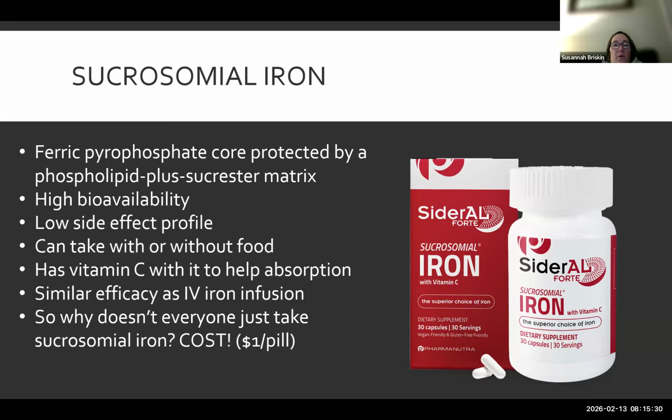There's almost no complaints about people having constipation or belly upset. You can take it with or without food, which is nice for a lot of people, and it already has vitamin C built in to the iron dosing, so it helps with absorption, but I usually still tell people take it with a glass of orange juice. It's close to the same efficacy as IV iron when people study it, and the reality is even though it's expensive at about $90 a bottle, it's going to be cheaper than getting an IV iron infusion done. It's just going to work a little bit slower.